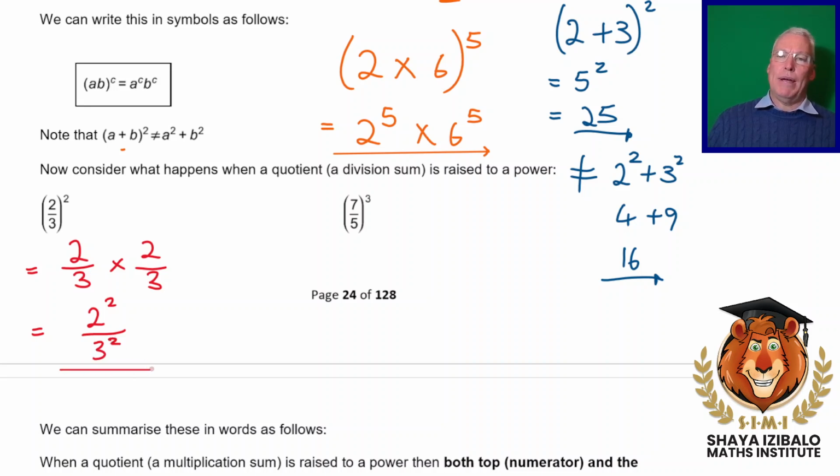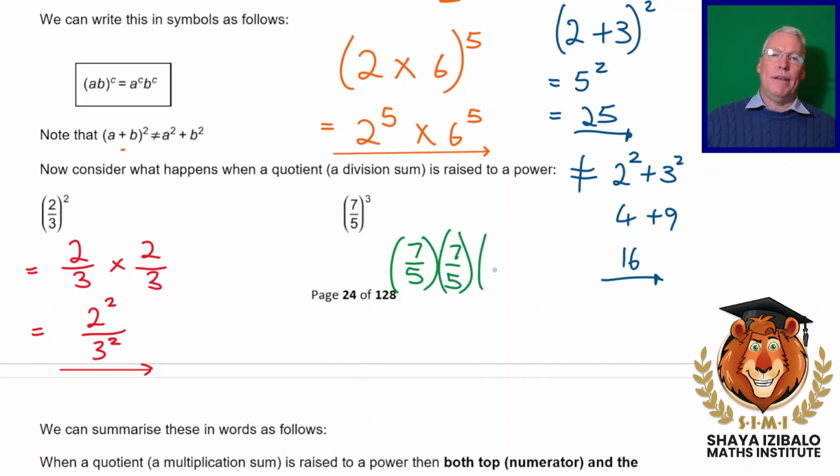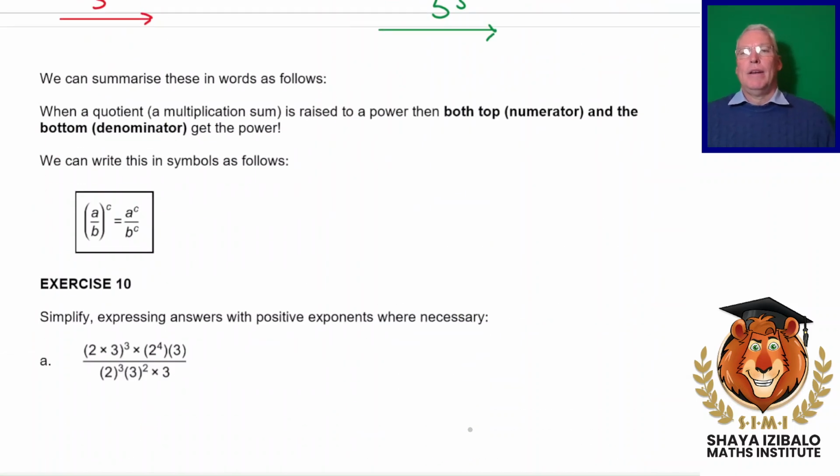Indeed, both of them got the power. 7 over 5 cubed. Let's take a look at what happens here. 7 over 5 times 7 over 5 times 7 over 5. How many 7s have we got altogether? We've got 3 7s. How many 5s have we got altogether? We've got 3 5s. There's our final answer. Which one got the power? Both got the power.